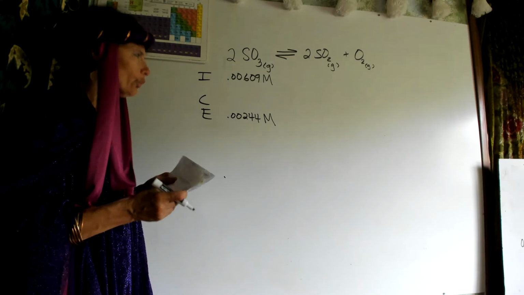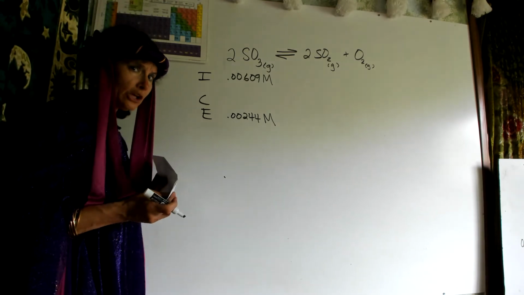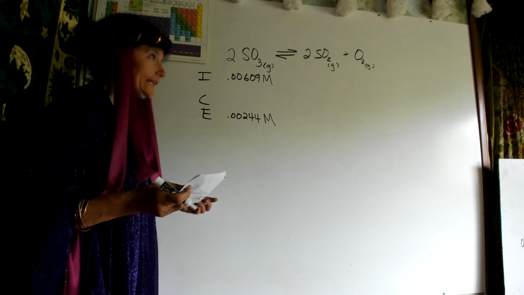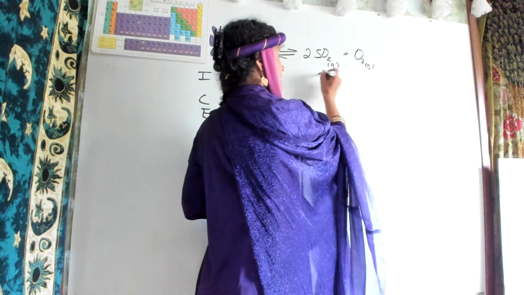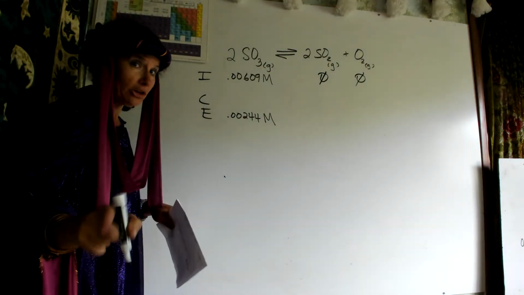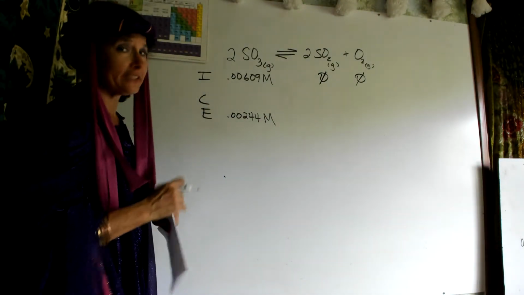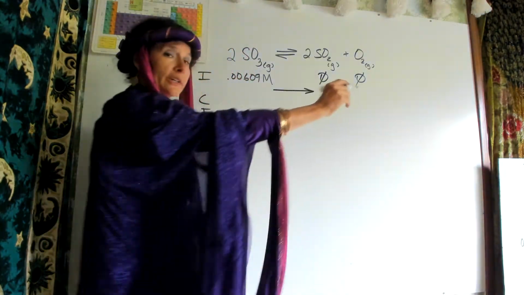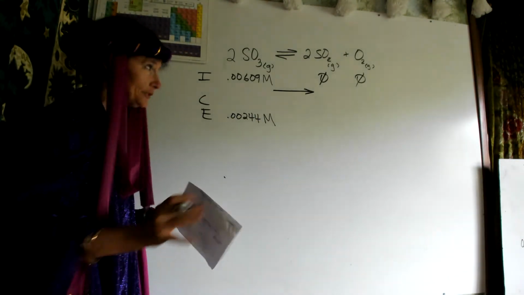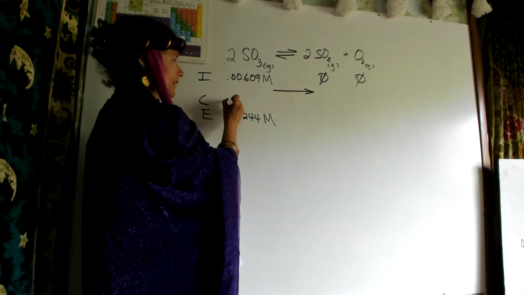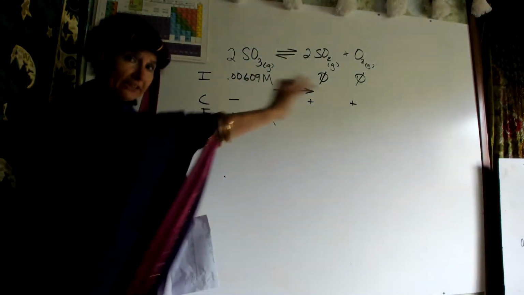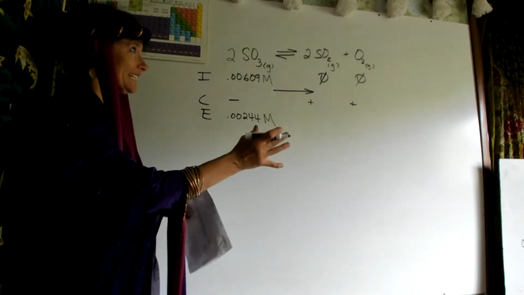So, what's my initial amount for SO2 and O2? It doesn't say there's any. So it must mean they are zero. At equilibrium, you cannot have a zero. But initially, there is a zero, which means we move forward. We always move in the direction of the zero. This side is going to be our negative. This side is going to be our positive. So the direction the arrow is moving is going to be the plus x side.